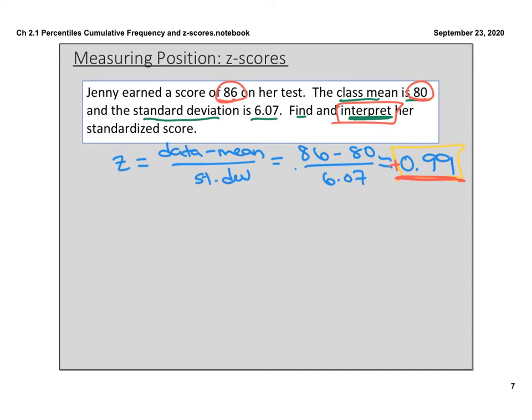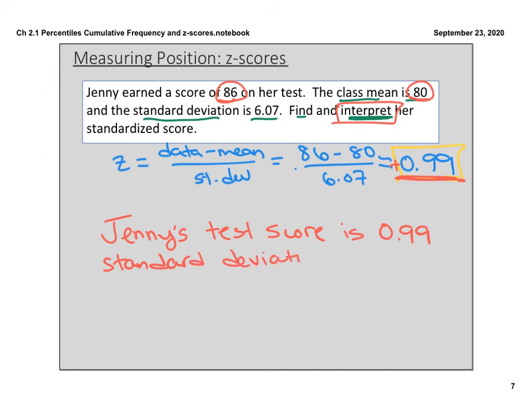The other thing is we want to talk about what those two things are, and we have to put it in context of the question. So the way I would write out my interpretation is: Jenny's test score is 0.99 standard deviations, and here's where the direction comes into play, above, because you're either going to say above or below, above the mean of 80.